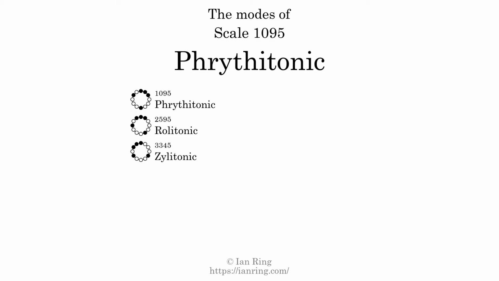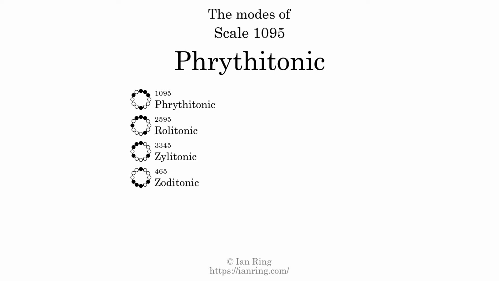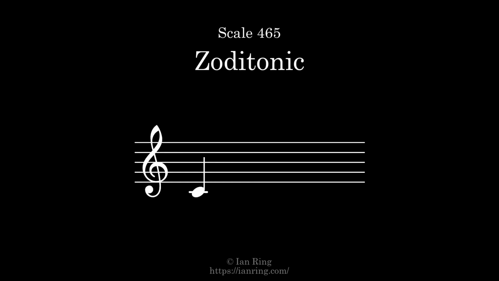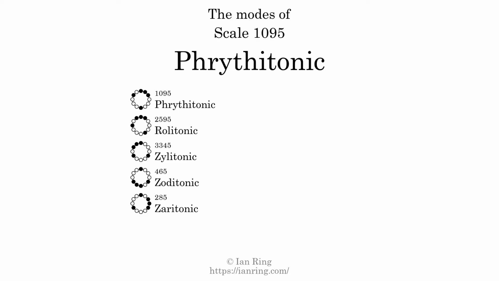The third mode is scale 3345, also known as xylotonic. It sounds like this. The fourth mode is scale 465, also known as zoditonic. It sounds like this. The fifth and last mode is scale 285, also known as zeratonic. It sounds like this.